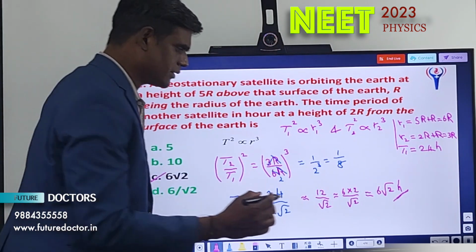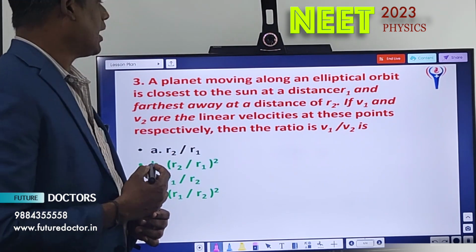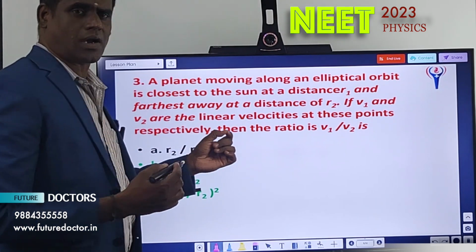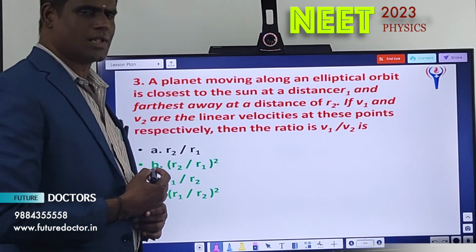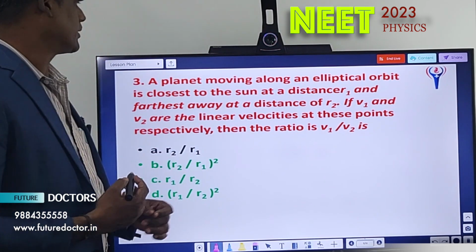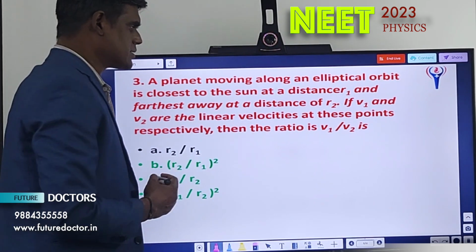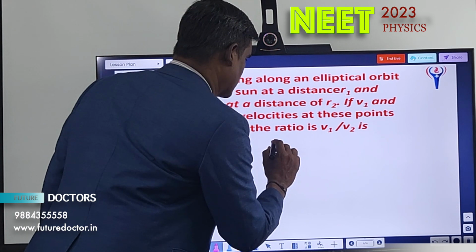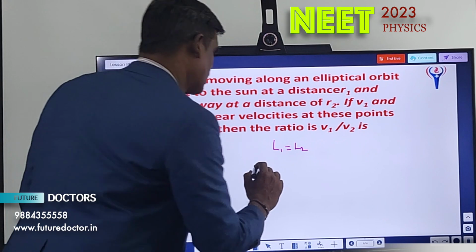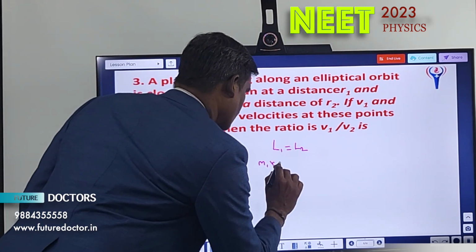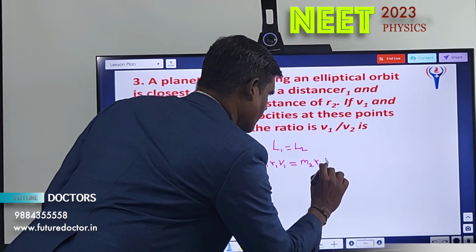Let's move to question number 3. A planet moving along an elliptical orbit is closest to the Sun at a distance r1 and farthest away at a distance of r2. If v1 and v2 are the linear velocities at these points, then the ratio v1 by v2 is dash. Here, angular momentum L1 equals L2. Total angular momentum is constant. The formula is m1 r1 v1 equals m2 r2 v2.